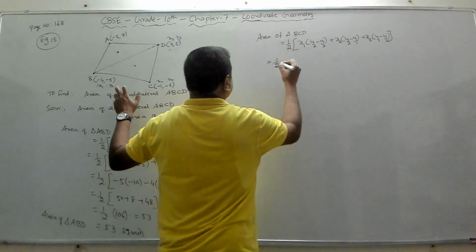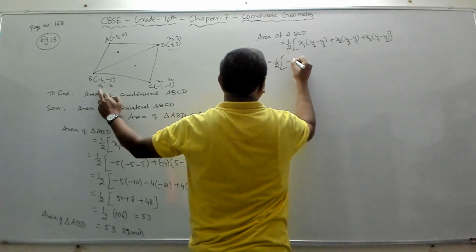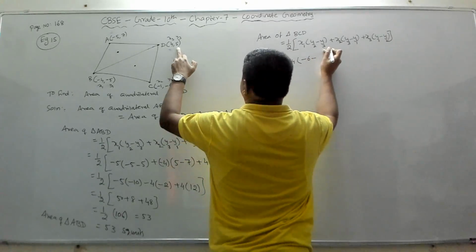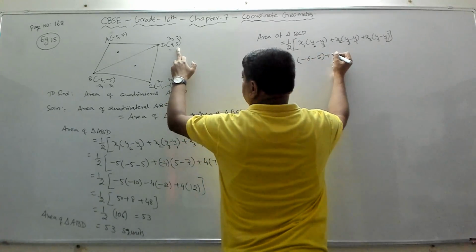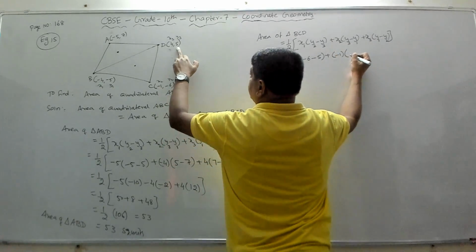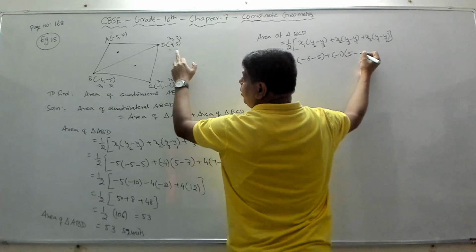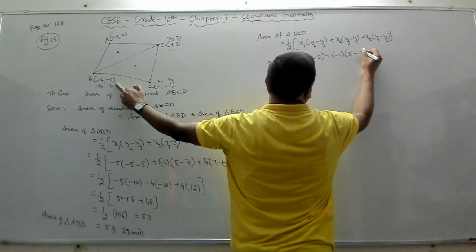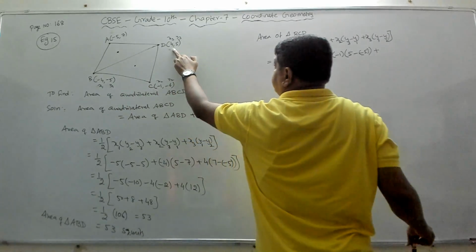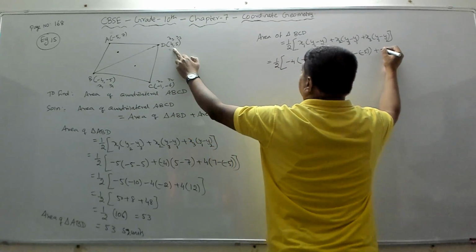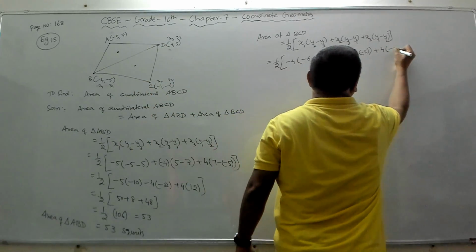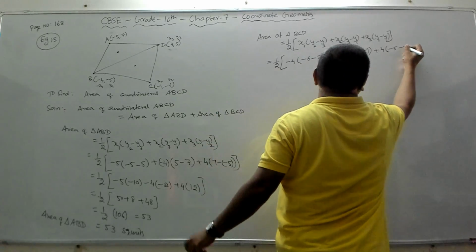So there is 1 by 2 of x1. x1 is minus 4, into y2. y2 is minus 6, minus y3. y3 is 5, plus x2. x2 is minus 1, into y3. y3 is 5, minus y1. y1 is minus 5. So minus of minus 5, plus x3. x3 is 4, into y1. y1 is minus 5, then y2 is minus 6.